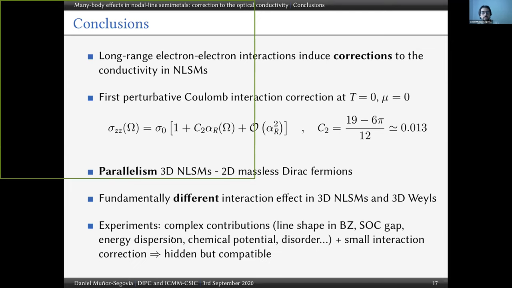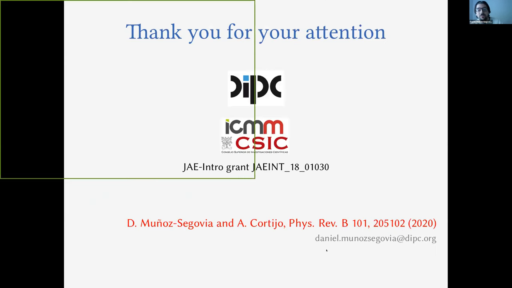Some experiments have measured the optical conductivity in nodal line metals, but the materials where it has been measured have more complex features that are not captured in our model. So our correction, which is small, is hidden in the experiments. But it would be interesting to analyze some of these effects, for example disorder, and the interplay between disorder and interaction. So sorry for the problems, and thank you very much for your attention. That's all.